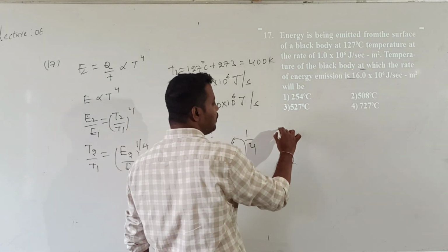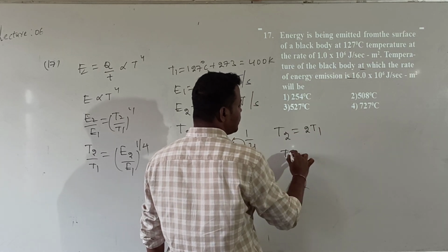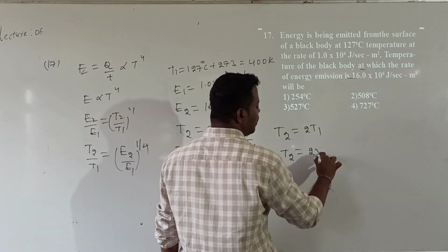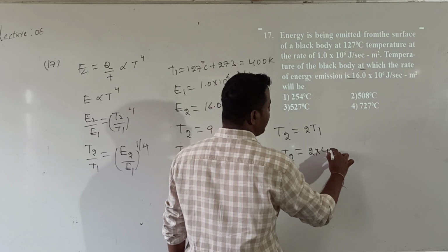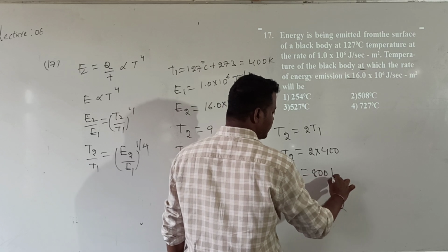So what do I get as the answer for T2? T2 is equal to 2 into T1. T1 value is 400. So the answer for T2 is 800 Kelvin.